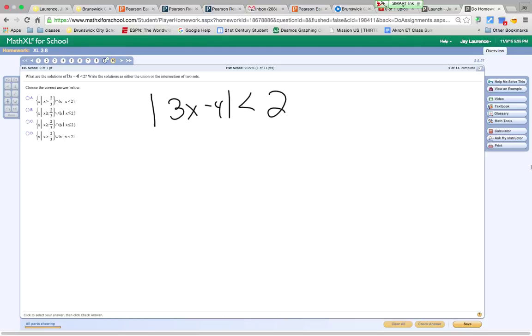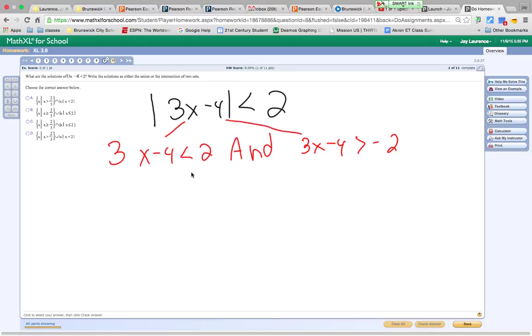All right, here comes my solution. First thing I do is I write it as 2 inequalities. 3x minus 4 is less than 2, and 3x minus 4 is greater than negative 2. All right, going to get x alone. Going to add 4 to both sides.